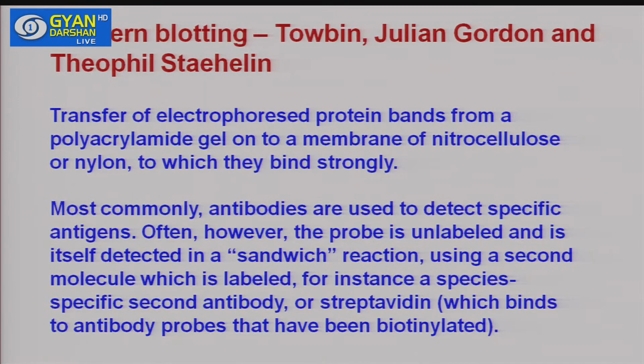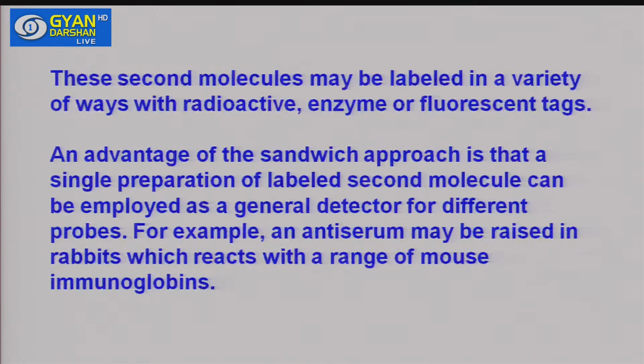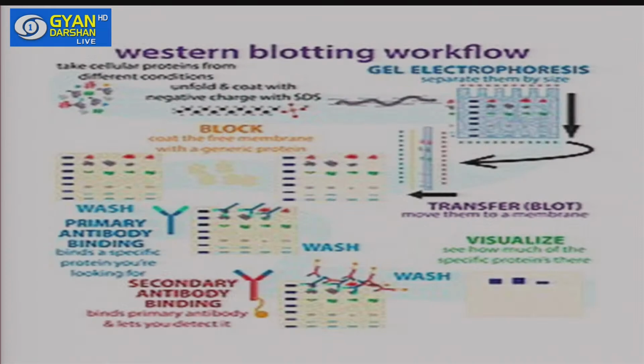So I just go through the technique: transfer of electrophoresed protein from a polyacrylamide gel to a membrane of nitrocellulose or nylon. Then you use the antibodies. Normally in Western blot, we don't go for labeled probes. Normally we go for the antibodies. And then here you are actually using a sandwich approach. That is, a single preparation of labeled second molecule can be employed. You can apply a secondary antibody. Sometimes the secondary antibody can be labeled also, but normally we go for enzyme linked secondary antibody. So these are actually the steps.